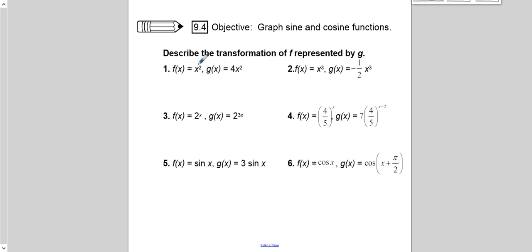So, example 1, compare x squared to 4x squared. Multiplying by 4, what does that do? Vertical stretch by 4.